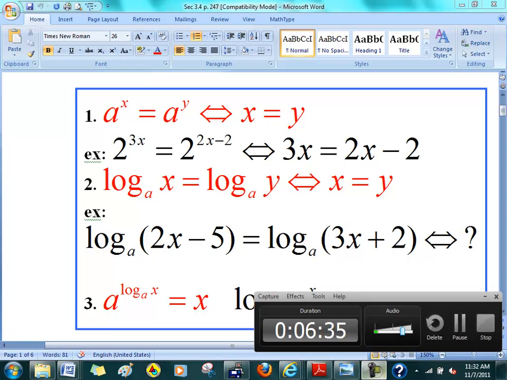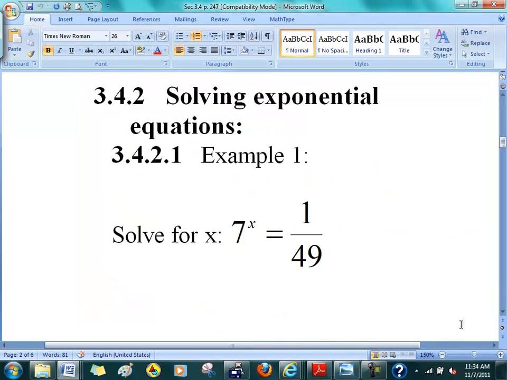Guys, all right? First example. First example.